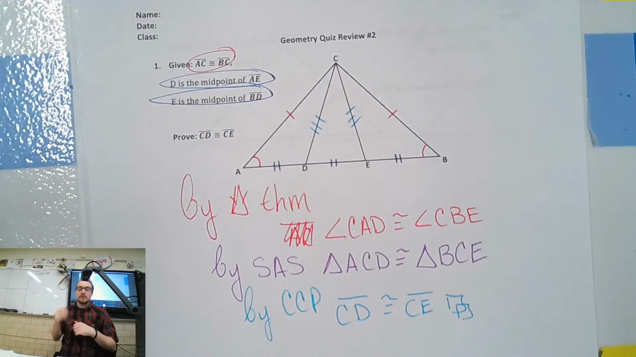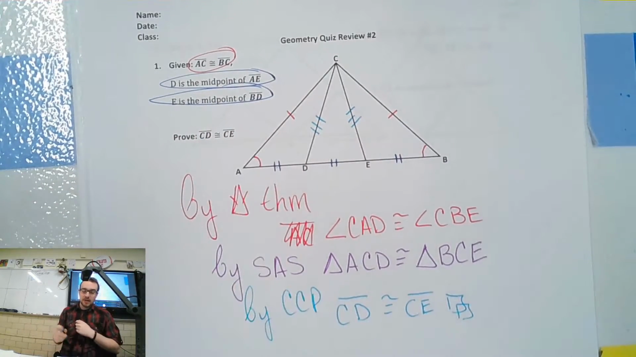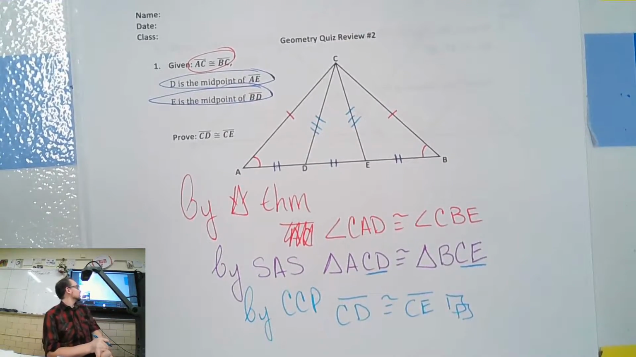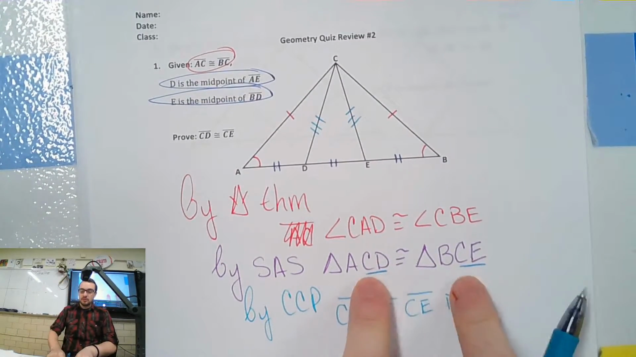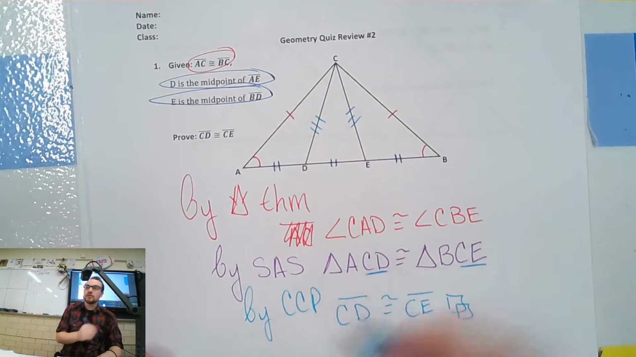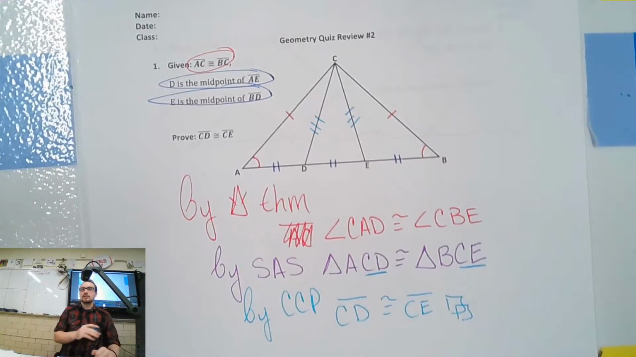Remember, CCP is corresponding congruent parts. It means if the triangles are congruent, then their parts are congruent, right? The corresponding parts. Notice CD and CE are corresponding. They're in the second and third spot, right? 2 and 3 for both. So they are congruent. We have to be able to say the triangles are congruent first before we can use CCP. But after we've got that, we get the parts.